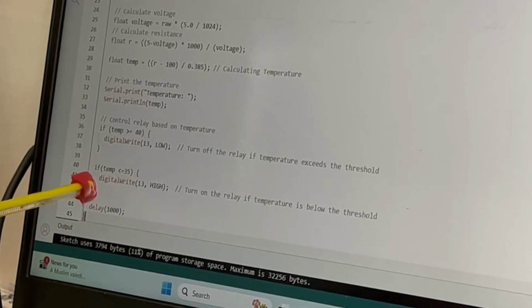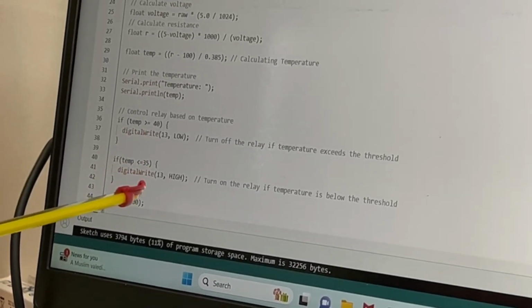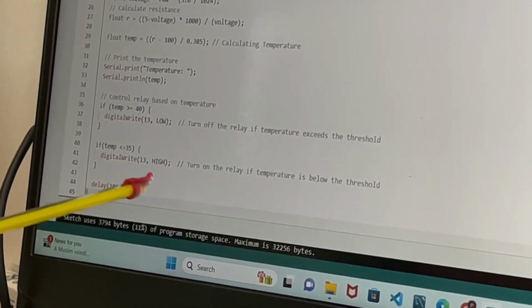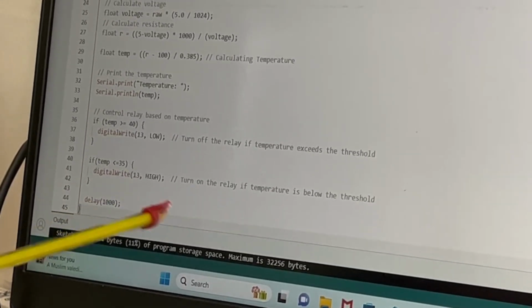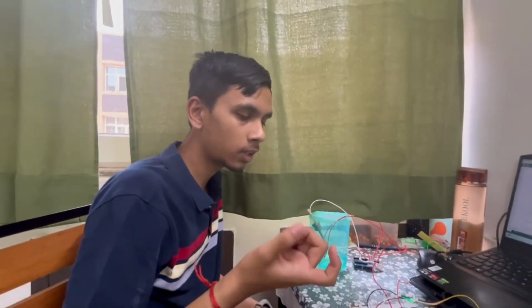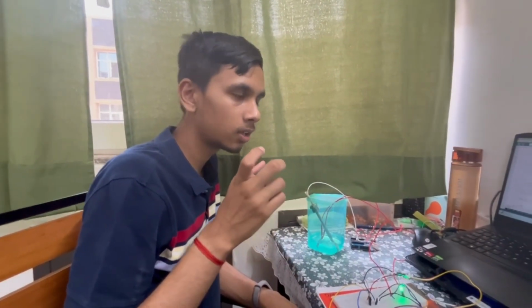The next command states that if the temperature is less than or equal to 35 degrees Celsius, then we have to turn on the relay, which will indirectly turn on the heater. We are doing this as this is the motto of our experiment. The temperature of the system should lie between a given range, which we have defined here as 35 and 40. So between 35 and 40, the heater should not work. It will remain completely off, and if it goes below 35, then our heater should turn on.